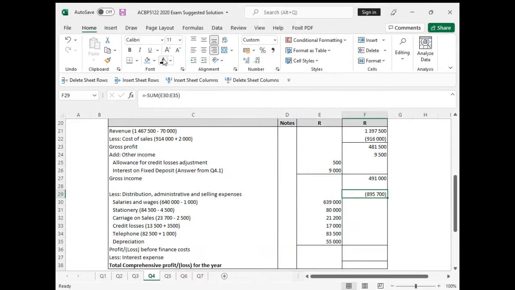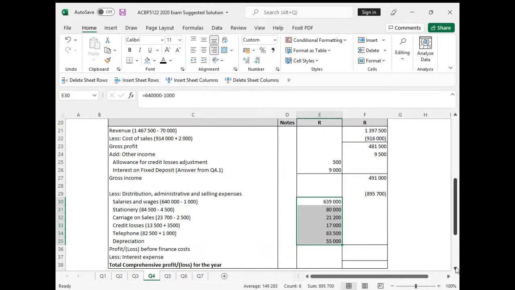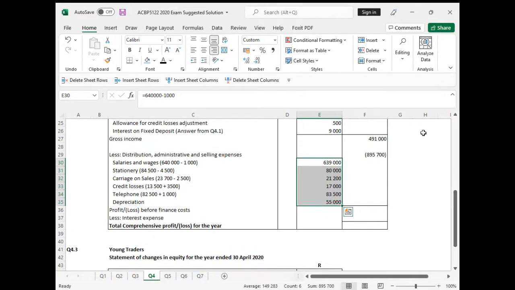Now, what is important here is that that is also a negative amount. If you run out of time and you cannot do the subtotal, make sure that all of these expense amounts here on the left-hand side are shown as a negative so that you can still get the marks. Okay, that's just some tricks of how to do it.